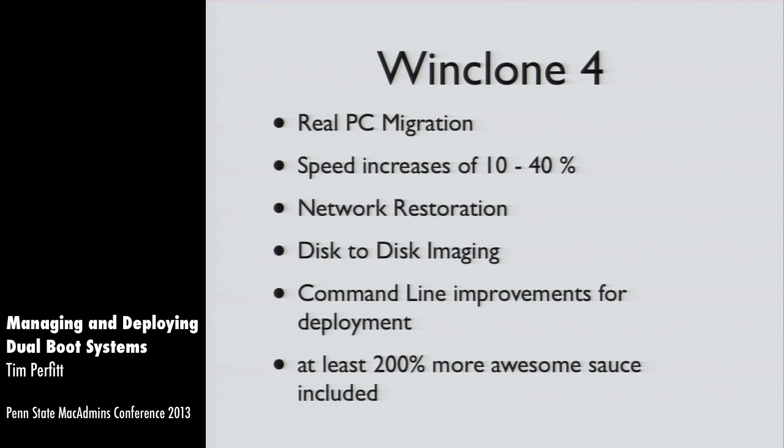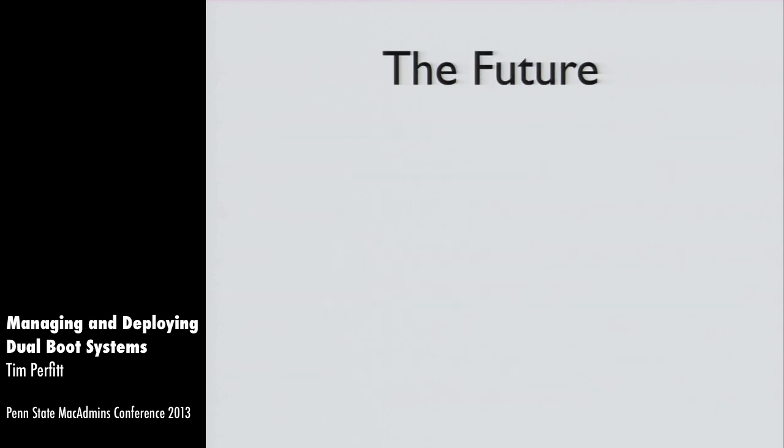So in WinClone 4, we take care of that and put it all into one disk. And also it goes faster and does it over the network. And there's over 200% more awesome sauce included. So that's included. We're running out of time. What's the future look like for dual booting, right?